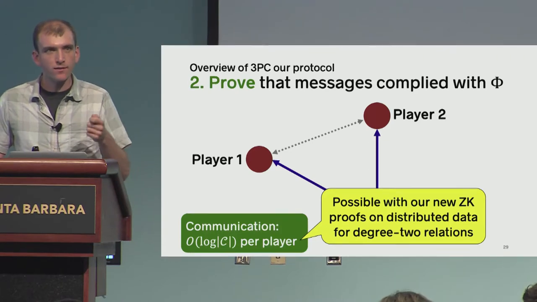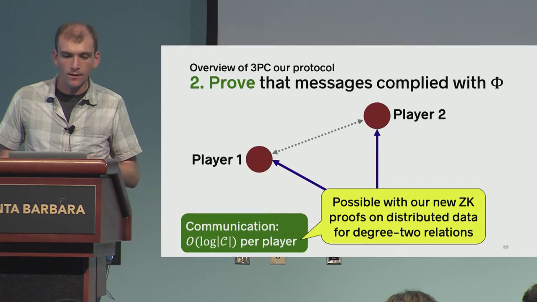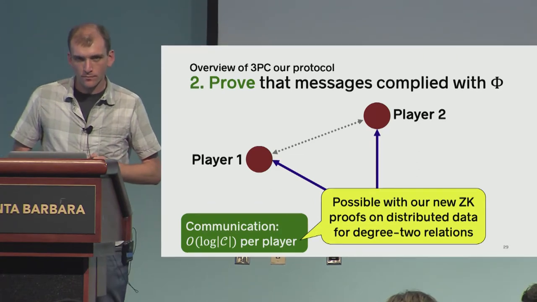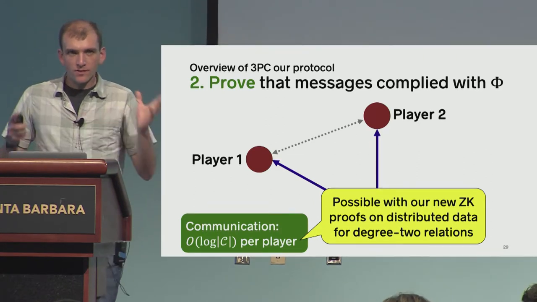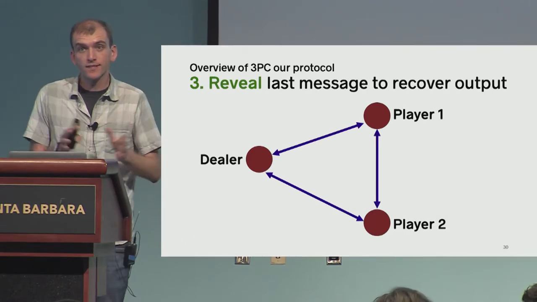And the reason that this is only a logarithmic cost is because of these new zero-knowledge proofs on distributed data for degree two relations that I mentioned. So finally, if all the proofs check out, the players can reveal their last message from the underlying semi-honest MPC, and they get the output.